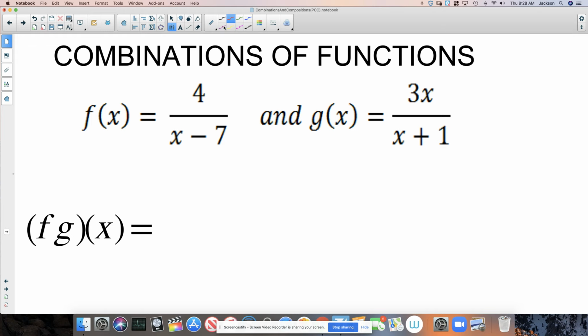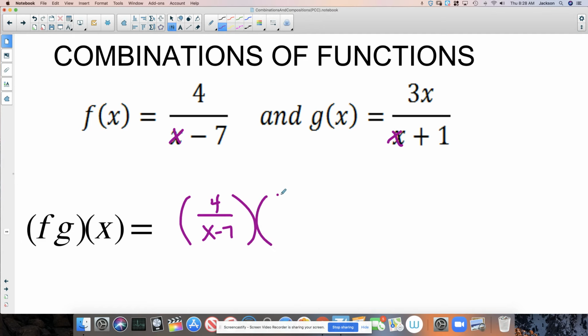Let's do one that's hopefully a little bit easier now, right? The product of two rational functions. Again, rational because they're fractions that have variables or x values here in the denominator. Okay. When we do fg of x, we're multiplying f of x times g of x.